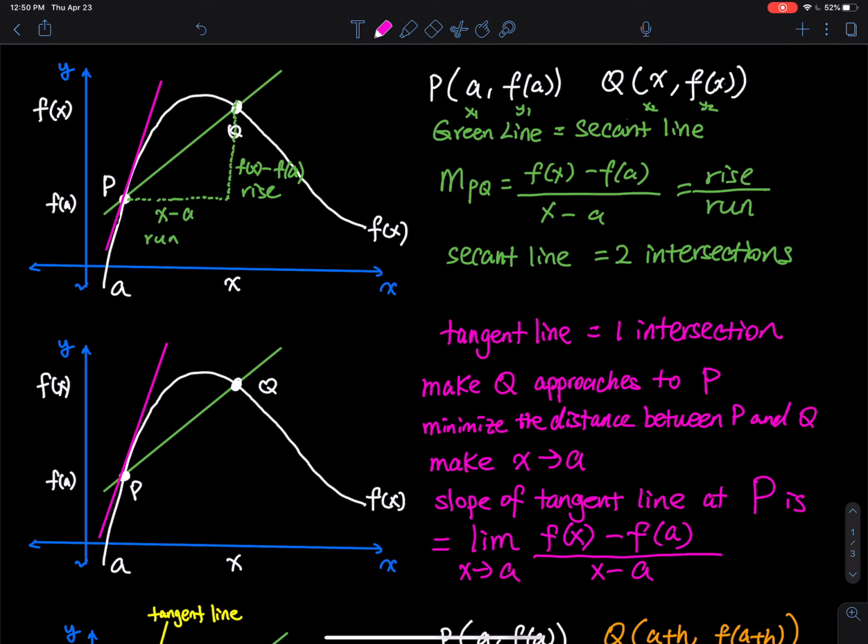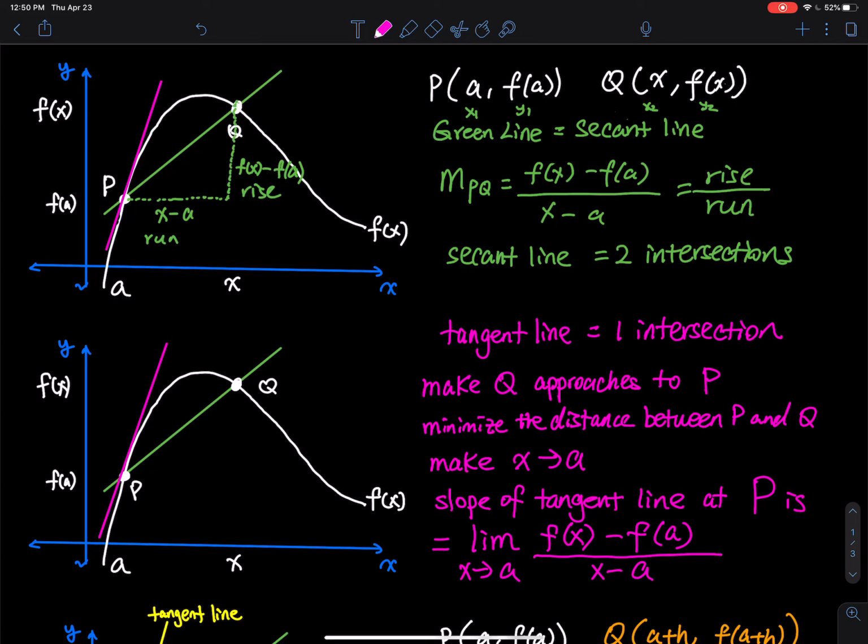So what is a secant line? Secant line is the green line. So look at the green line. That is called a secant line. Secant line means you shoot a line through the curve and there are two intersections. The purpose of doing this is I want to find the slope of point P at the curve.